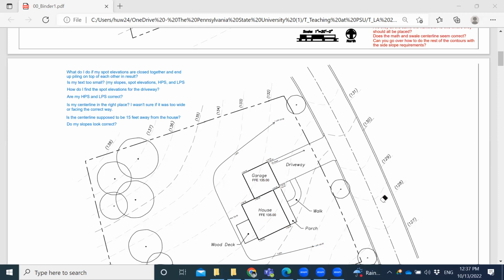How do I find the spots for the driveway? HPS and LPS, and then we'll look at the center line. Center line is supposed to be 15 feet away from the house. Well, very likely it needs to be. Do my slopes look correct? So let's zoom in.